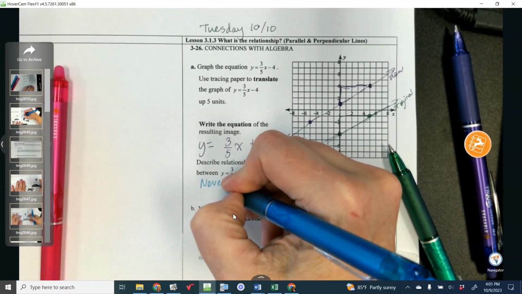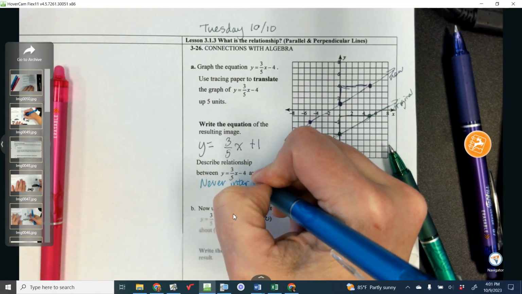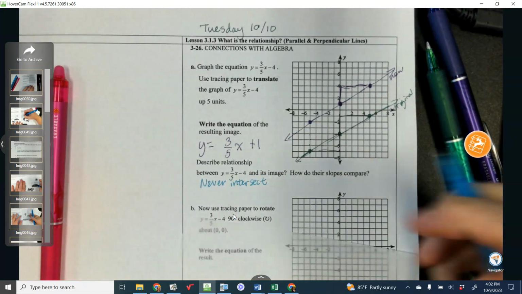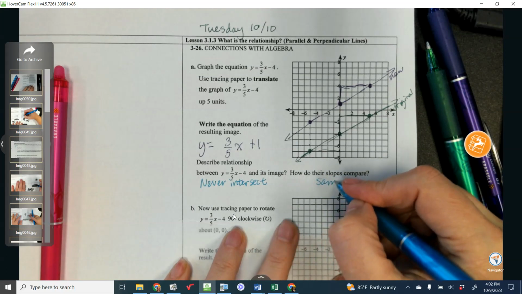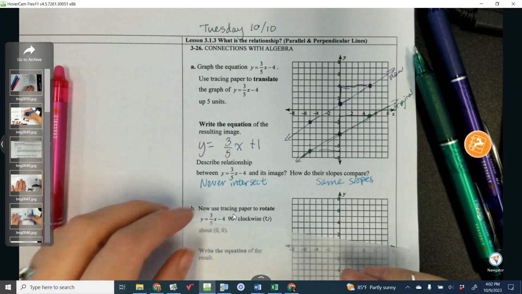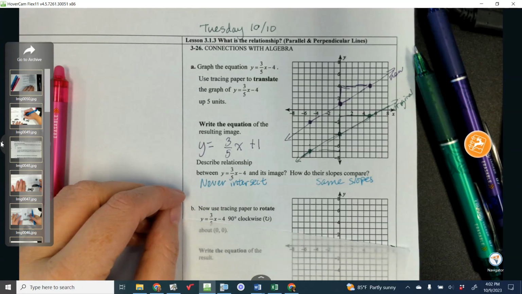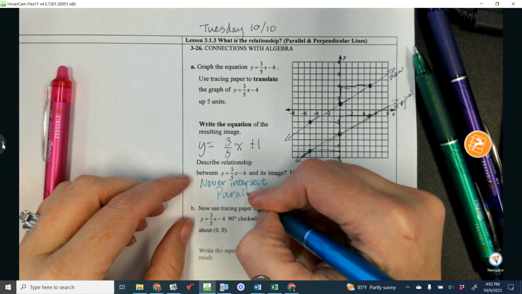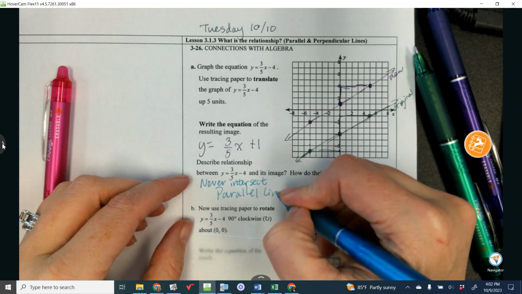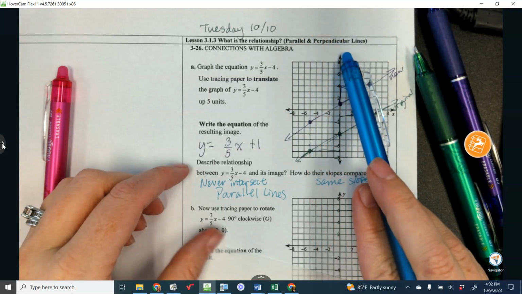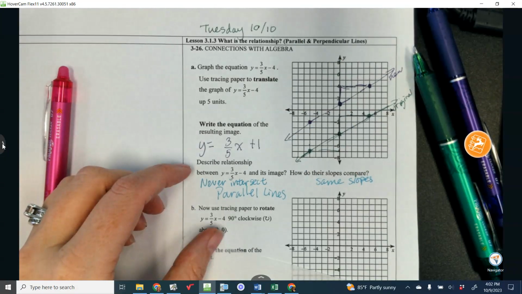Never meet. So what does that mean? And how do their slopes compare? Their slopes are the same. So if you recall, 2 lines that never cross or intersect each other have a special name, and that name is parallel. And if you look here, what's the relationship between parallel and perpendicular lines? So that's the parallel part.